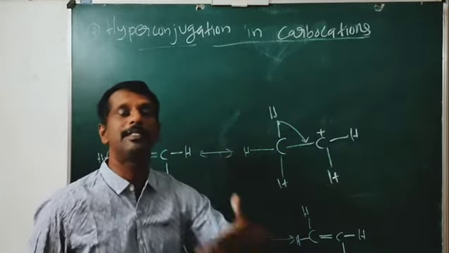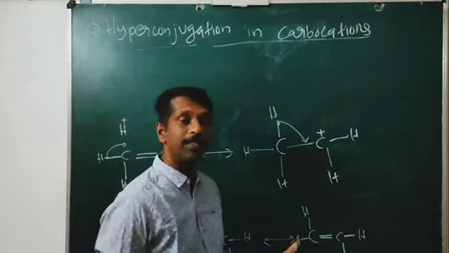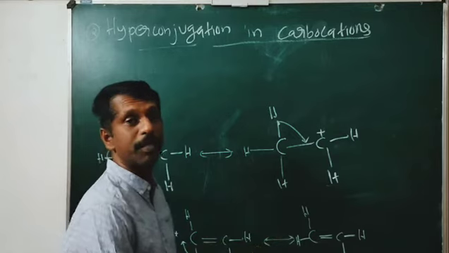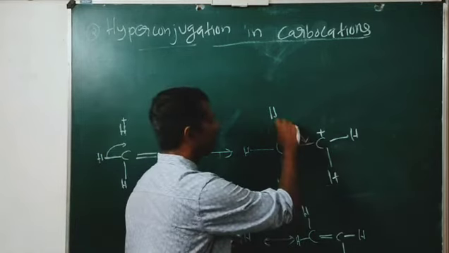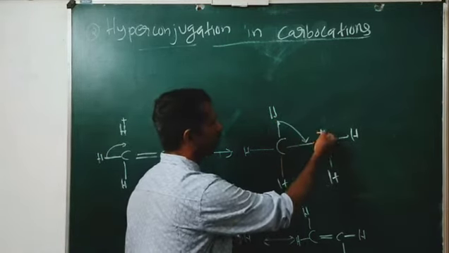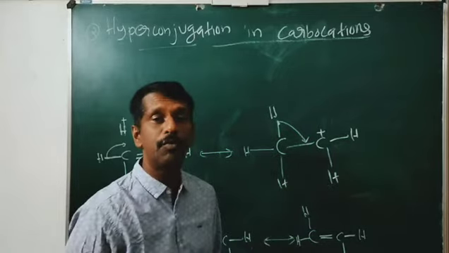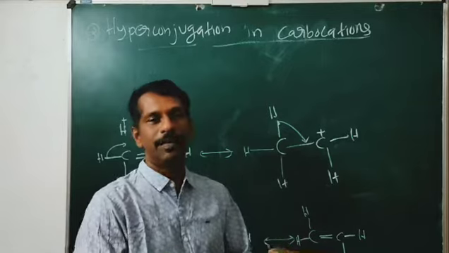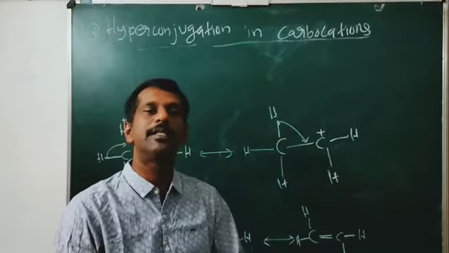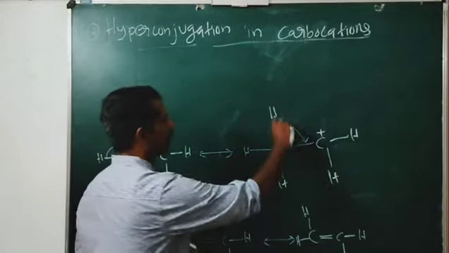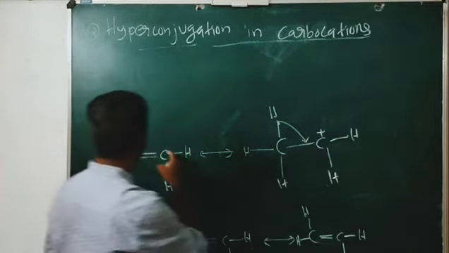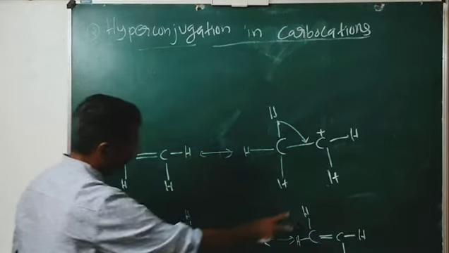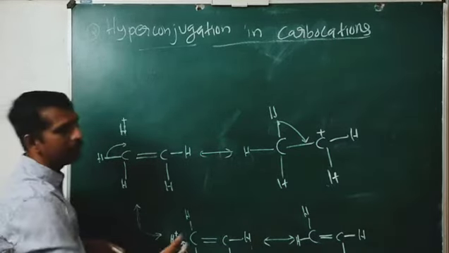Okay, that means this carbocation can be stabilized by hyperconjugation. How is it stabilized? You can see that by hyperconjugation the positive charge is removed. If there is a charge, that is unstable. If the charge is removed, it is stable. So you can see that by hyperconjugation the positive charge on the carbon atom is removed, and that means by hyperconjugation the carbocation can be stabilized.